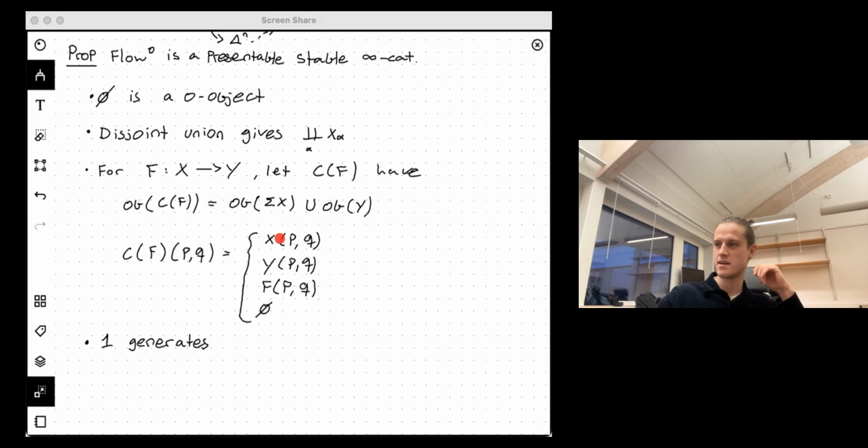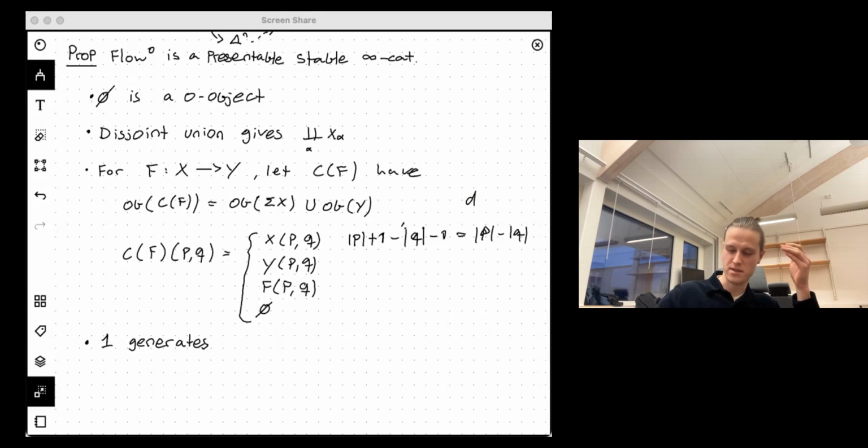So, right, in this case, the grading formula would be something like the degree of P in X plus 1 minus the degree of Q in X minus 1, which is good, because this is also the degree of P minus the degree of Q, which was the dimension minus 1. There's even one more minus 1 on this side. This was the dimension of XPQ.